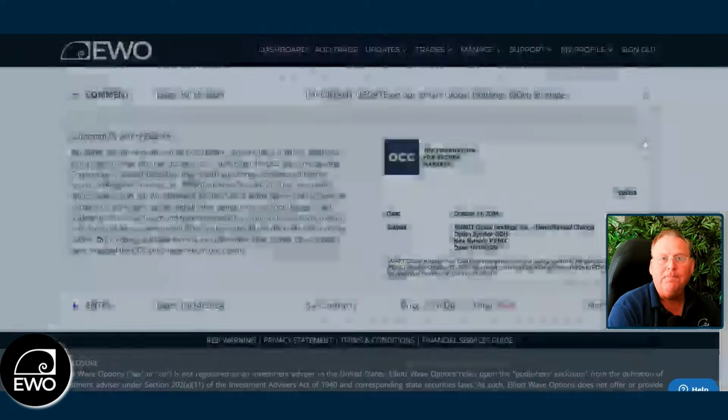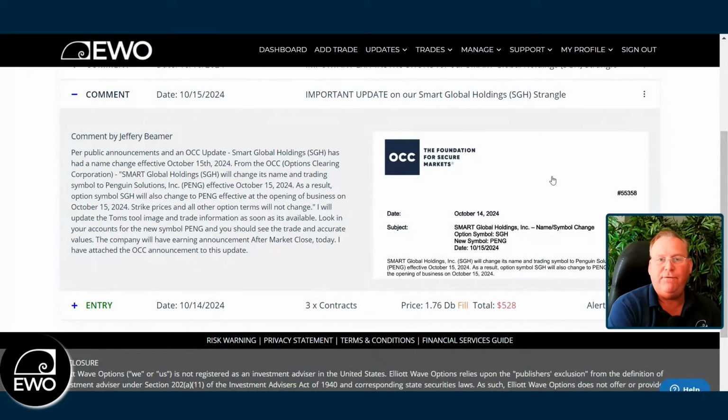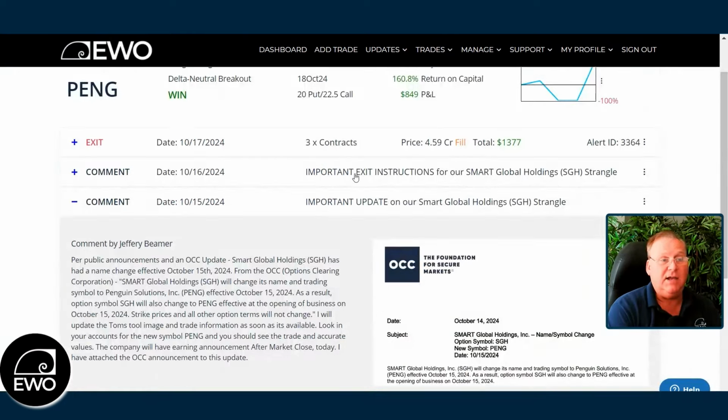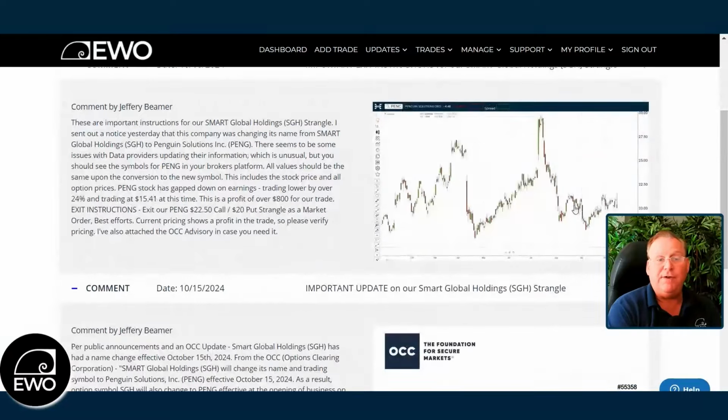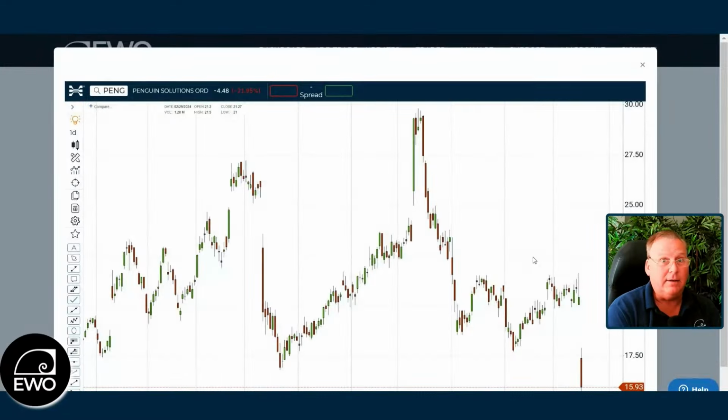Now, your broker is tied directly into feeds with the exchanges, and their data updates automatically. So in your broker's account, you're going to see that change immediately. Many data providers have to push this through, or their update will take 24 to 36 hours. And so what happened here is on the 16th, we get that move in PENG now. Again, not Smart Global Holdings, but Penguin Solutions.